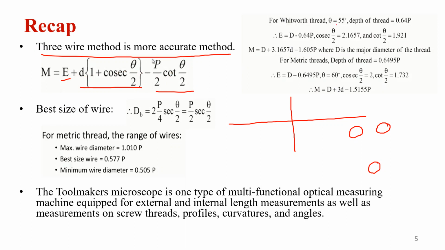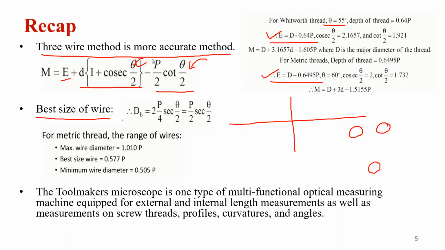If it is a Whitworth thread, theta is equal to 55 degrees, then the effective diameter is capital D minus 0.64 times the pitch. And if it is a metric thread, E is equal to D minus 0.6495 times the pitch, because theta is equal to 60 degrees. So upon substitution of theta equal to 60 degrees here, and 55 degrees there, you get these relations. And also we determined the best size of the wire.